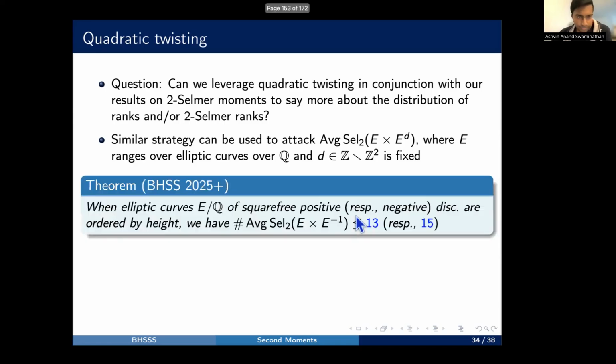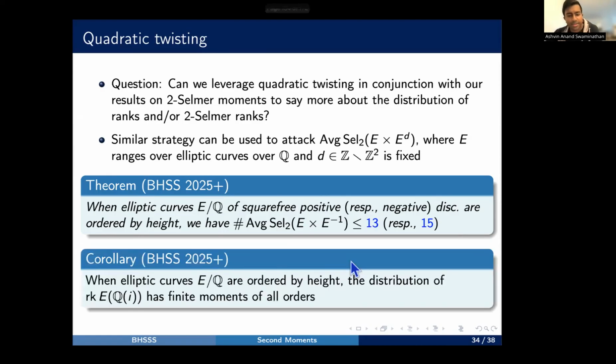And for example, if you look at elliptic curves of square-free discriminant and you take D to be -1, we get some interesting bounds. We find that the average size of this 2 Selmer group is at most 13 in the positive discriminant case and at most 15 in the negative discriminant case. So here we see that imposing the local condition of positive or negative discriminant actually has an impact on the average size of the 2 Selmer group, which is somewhat unusual. But what is this good for? Well, it has the following interesting implication.